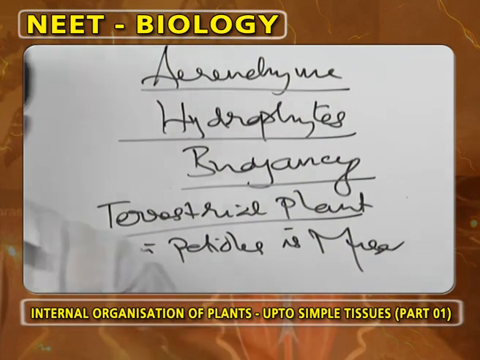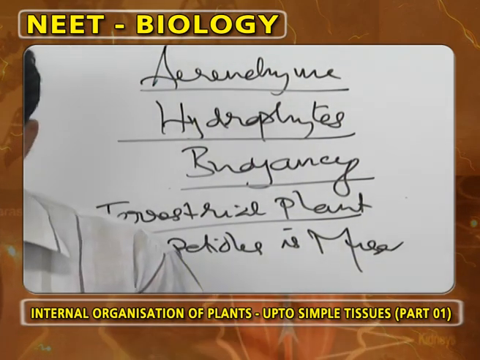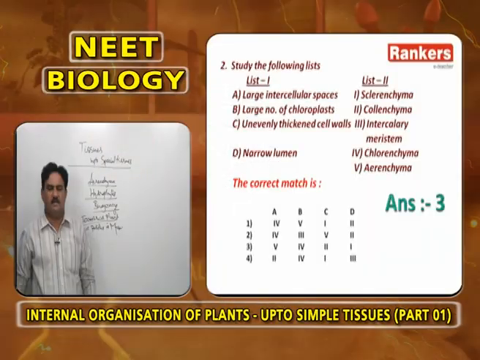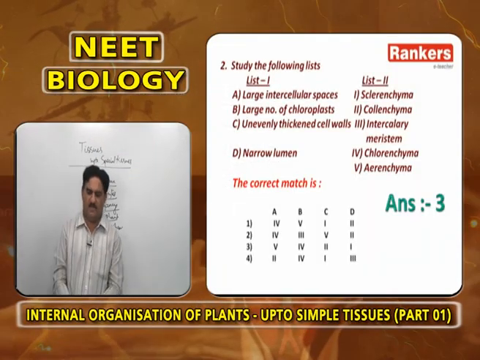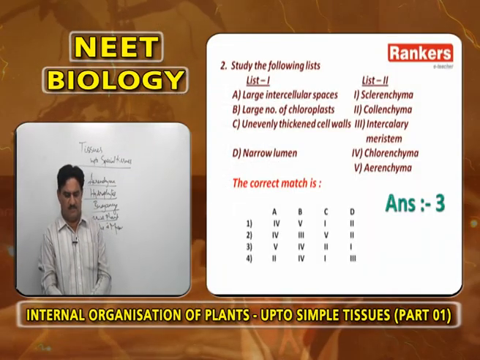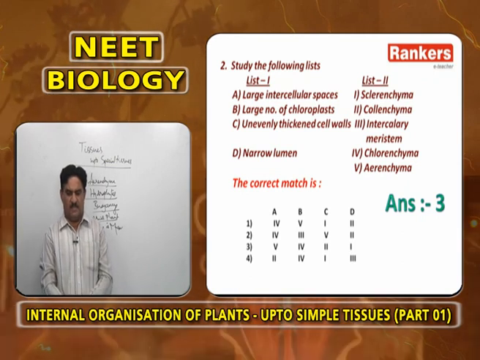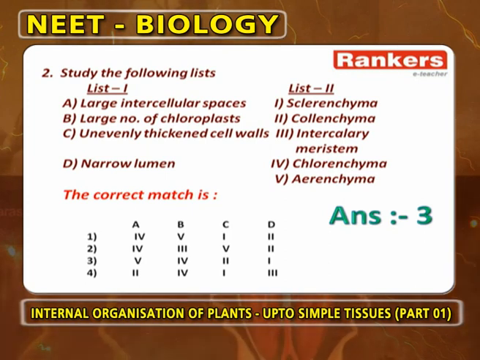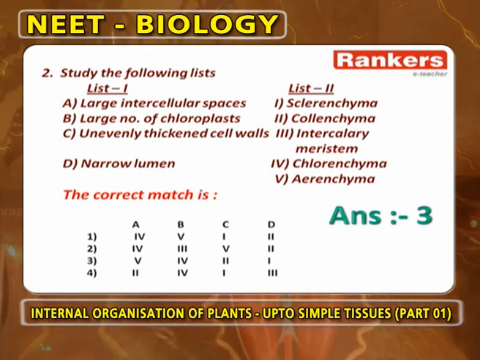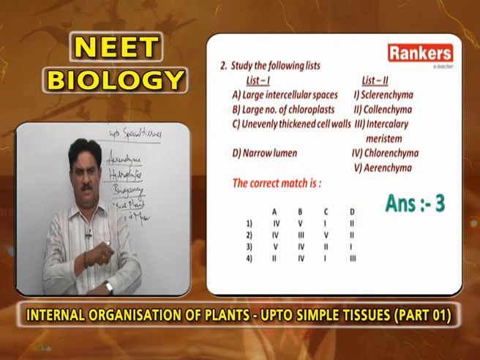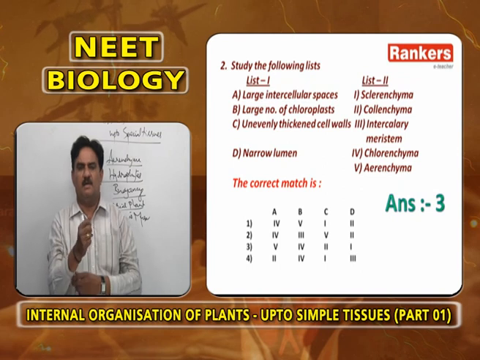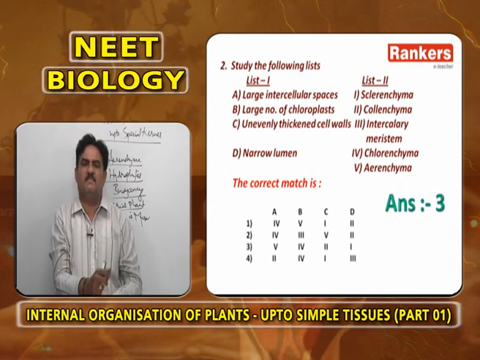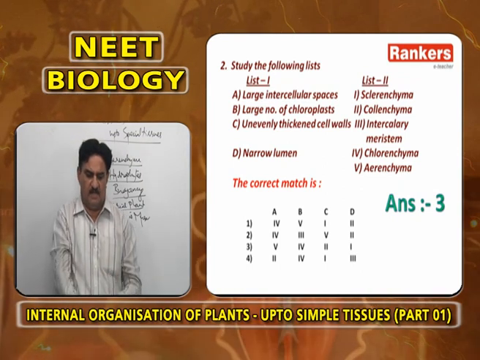Then, large number of chloroplasts is chlorenchyma. Parenchyma with chloroplast is popularly called chlorenchyma. Then, unevenly thickened cell walls. Unevenly thickened cell walls is the best and very important identification character of collenchyma. Collenchyma, whether angular, lamellar or lacunar, is identified by the presence of unevenly thickened walls.